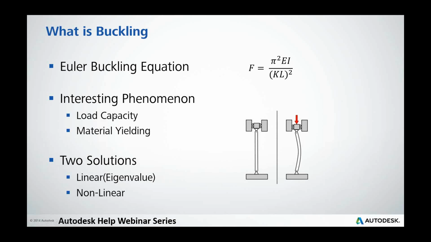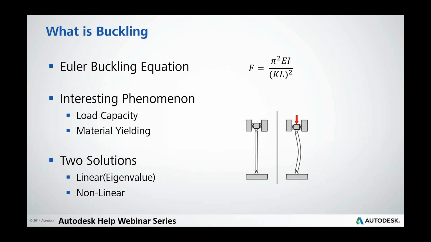So just a little bit of information about the Euler buckling equation. This is used for the linear solution. So you can see some of the terms that are used in here and how they influence the buckling load, or F. Buckling's an interesting phenomenon. It's used to capture the load capacity of a structure, and something that makes it unique is that you can have this buckling where you have a reduction in the load capability without impacting the materials. So you can certainly have material yielding, but it's not required.